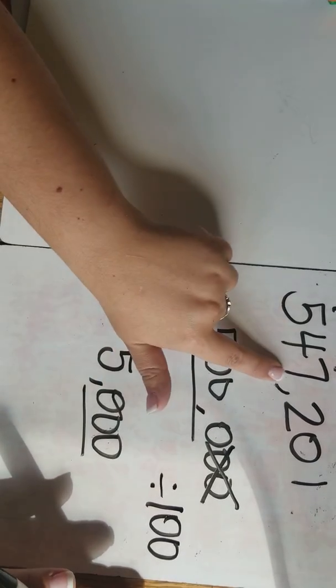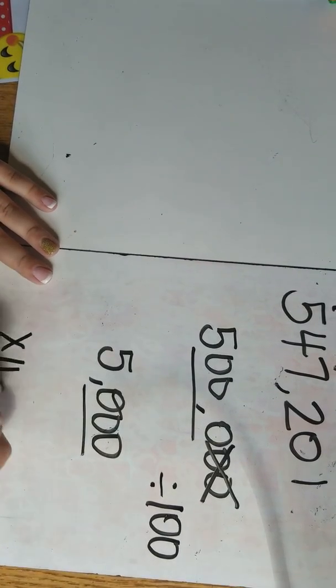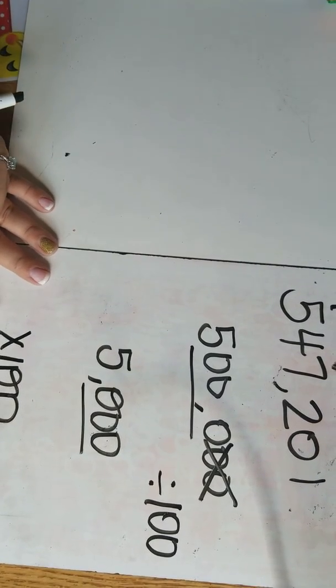And the same if I was going from the thousands to the 100,000s, then I would be multiplying by 100. So that's just little tricks.